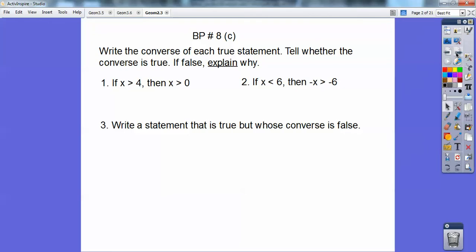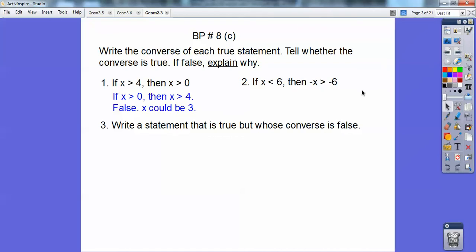Anyway, write the converse of each true statement and tell whether the converse is true, and if false, explain why. So here's A. If A, then B. If x is greater than 4, then x is greater than 0. The converse would be if B, then A. So if x is greater than 0, then x is greater than 4. And that's false because x could be some other number greater than 0 that's not greater than 4.